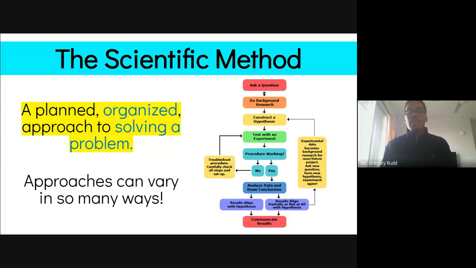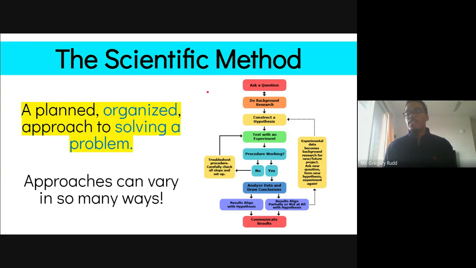So when we experience problems, even in our day-to-day lives, we put this scientific method into practice. We have to think through some background research. We have to think through the construction of a hypothesis. We have to go through a procedure, and it's helpful regardless of what your job is.